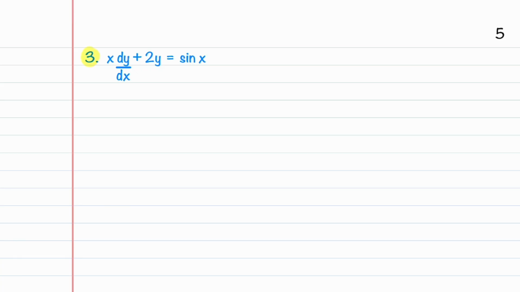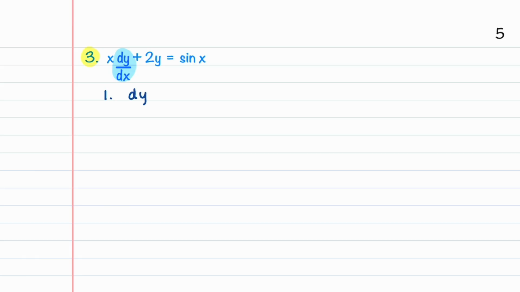Let's now look at our last example. I wanted to include this example because in this example, when we go to do our integration, we have to use integration by parts. Our first step is to put our equation in standard form. We want to get our dy dx all by itself. To do this, we are going to divide each term in our equation by x.